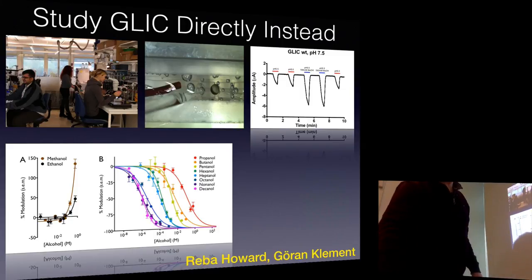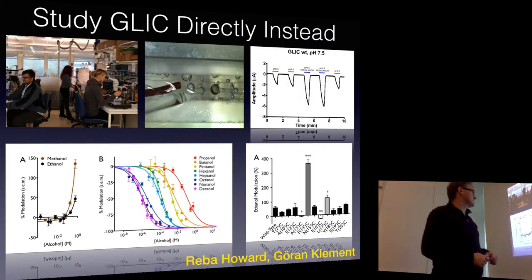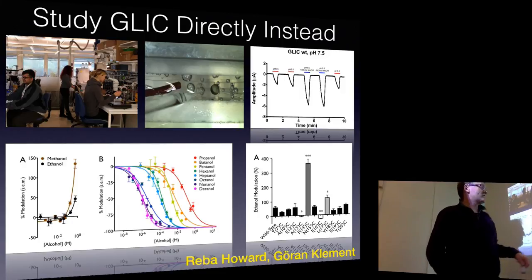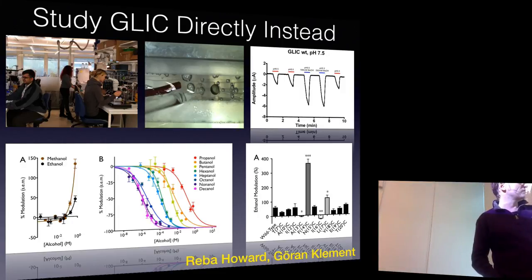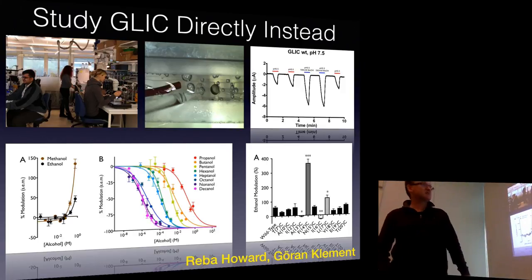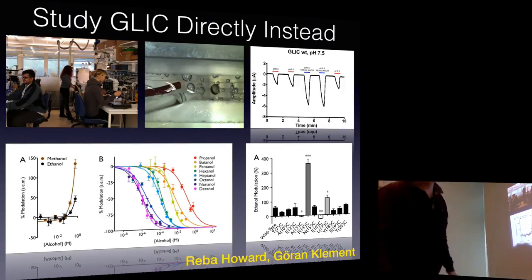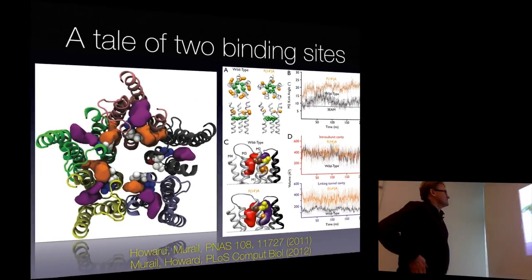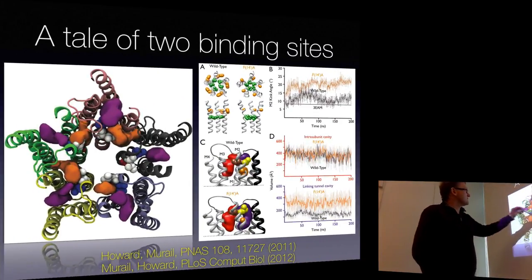And you can actually show that we can make some mutations in this channel, in particular one residue, the number 14 residue in one of the small helices facing the pore, where we can increase this effect. This is 400%. I think we have one that's 800% even. So that appears to be super sensitive when I replace the phenylalanine. Let's see, yes. So there's a phenylalanine far down in one of these binding sites.